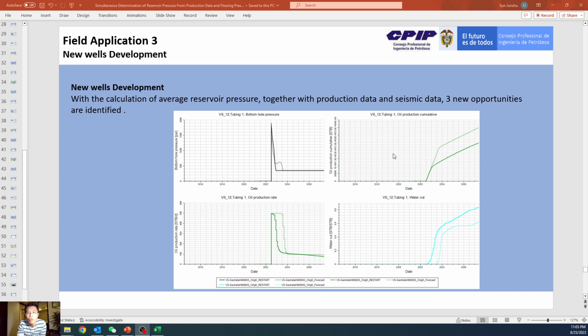Well number 12, we are expecting an initial oil rate at around 500 and it could last for 3 years. Expect the BSW from 2024 with a cumulative production more than 500,000 barrels.